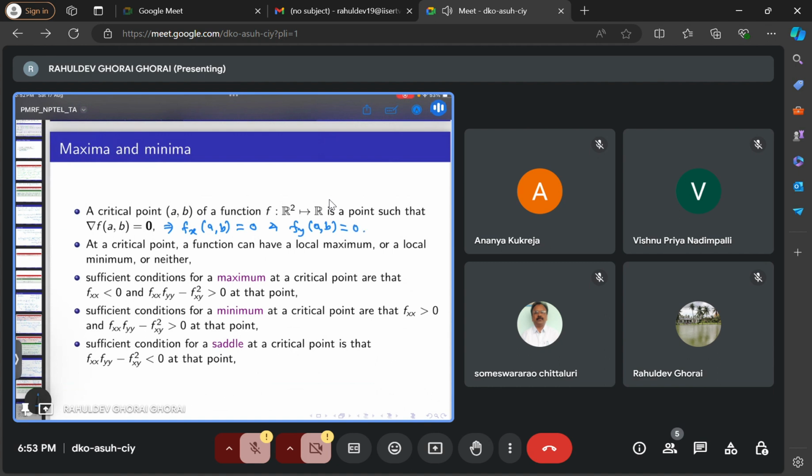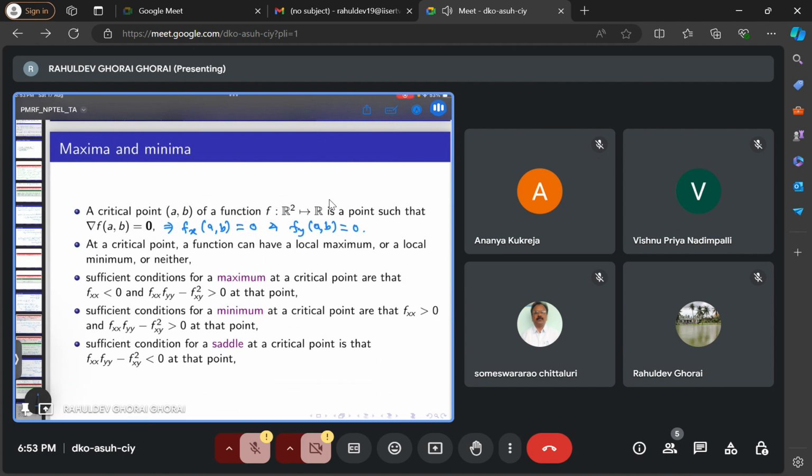To know the maxima and minima, first of all the point has to be a critical point, and at that critical point the function can have a local minimum or local maximum, or neither also. It can be nothing also. Okay.